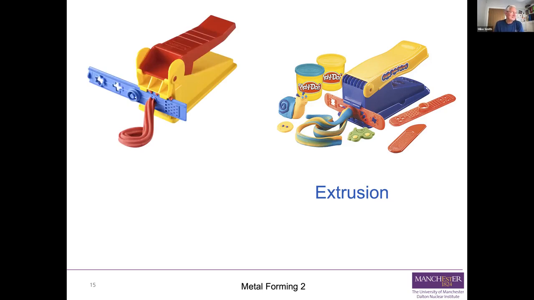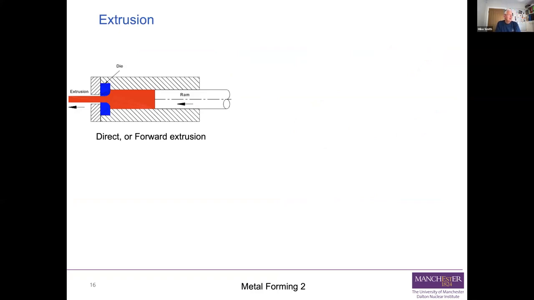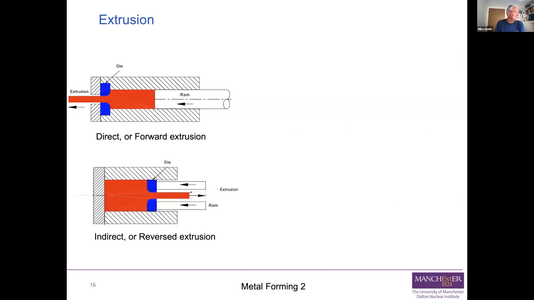And so there's another picture of the same thing. And there's a picture of Play-Doh extruding a hollow component. So extrusion is just Play-Doh for engineers. You're doing the same thing. You're plastically deforming material out through a die to change its shape. Okay, now it's a little bit more complicated than that. We mentioned yesterday that there's two forms of extrusion, direct or forward extrusion, where the ram and the extrude move in the same direction, and then indirect or reversed extrusion, where the ram and the extrude move in opposite directions. We'll show those in another slide in a moment.